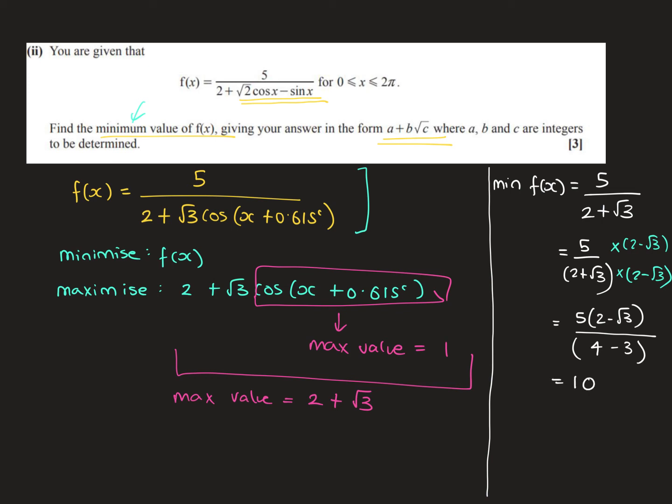So we end up with 10 minus 5 root 3, and it does ask us in the question, it does say a, b and c are integers to be determined, which means that we need to state the values of a, b and c. So a is clearly 10, b is negative 5, and c is equal to 3.